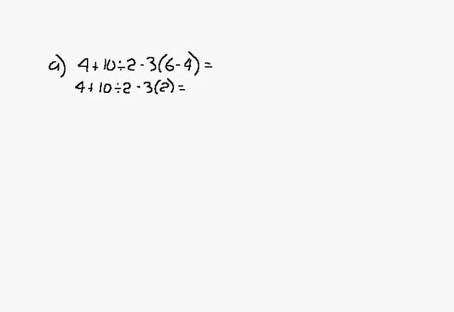And now we do our multiplication and divisions as they occur, reading from left to right. So we'll have 4 plus 5, 10 divided by 2 is 5, minus 3 times 2 is 6. Now add in pairs from left to right. 4 plus 5 is 9, minus 6 is 3.